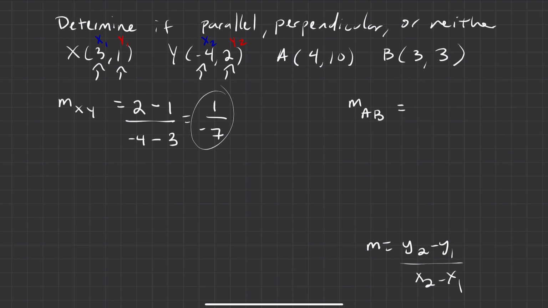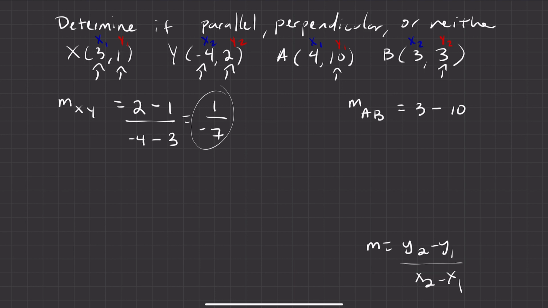Now I want to figure out the slope of AB. Again, I want to label: x1, x2, y1, y2. Then plugging these in, y2 is 3 minus my y1, 3 minus 10. Let me see if I got this right: (4, 10), (3, 3). I'm just looking at my notes. Okay.